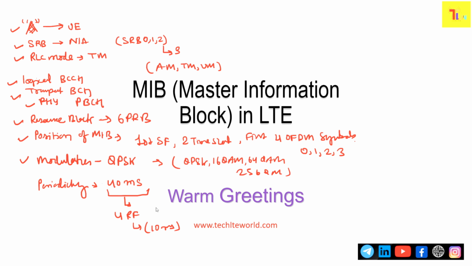Now the MIB payload, we are talking about the MIB size or MIB information, that is of 24 bits. This MIB is received from the upper layer to the physical layer. So this MIB consists of 24 bits, which will consist of 3 bits of system frame number, 3 bits of PHICH information.